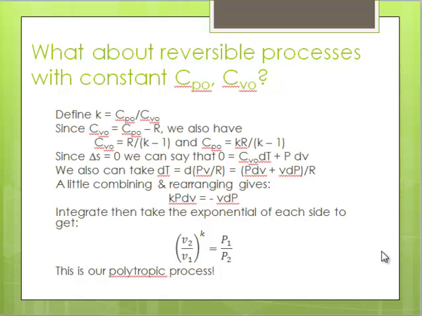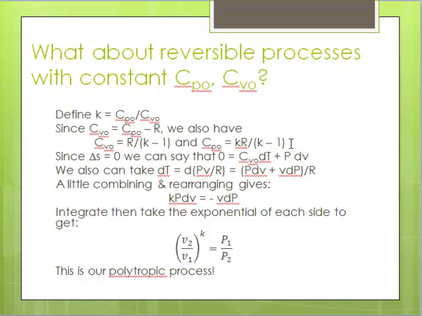So what if I had reversible processes that had constant C sub P or C sub V? Well, I've got the same sort of thing going for me, but I have this relationship. k is Cp over Cv, and Cv equals Cp minus R. So I can relate Cv and Cp to k and R. R is, like I say, for air, usually 0.287. k for air at room temperature is about 1.4. And so I can come up with estimates of Cv and Cp using these.